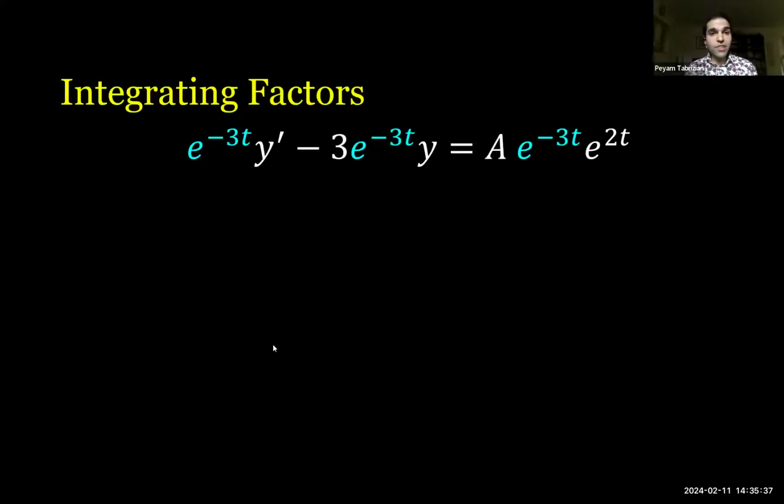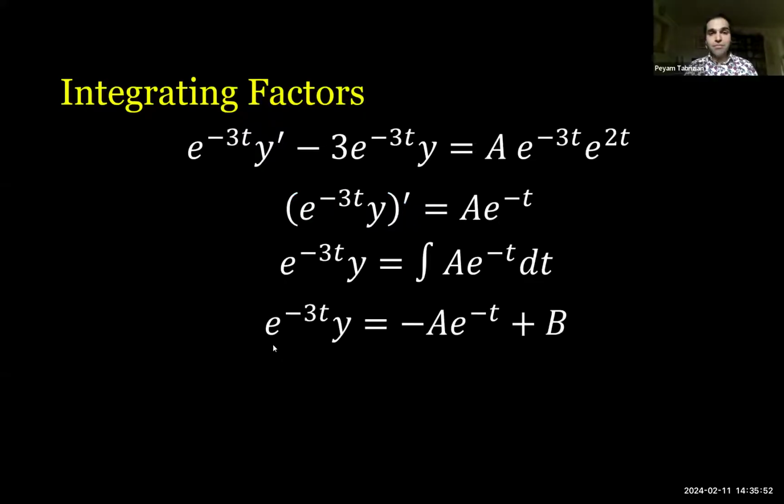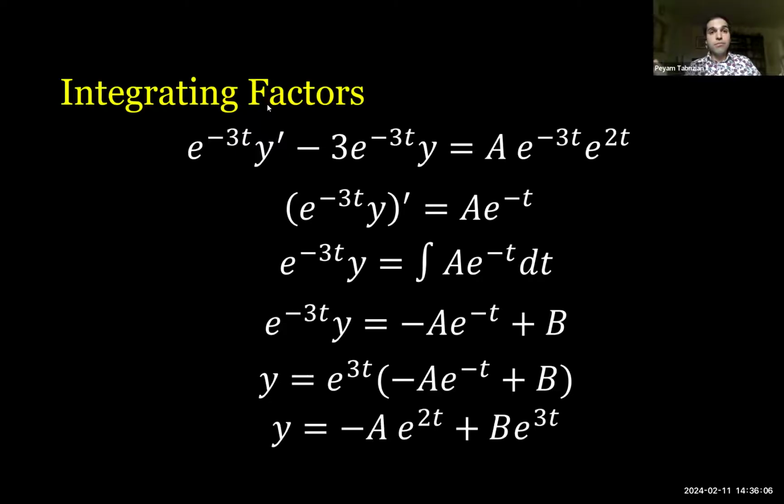The integrating factor is e to the minus 3t, which turns this into the product rule. So e to the minus 3t y prime is a e to the minus t. Then you integrate, and you get e to the minus 3t y is minus a e to the minus t plus some constant. And last but not least, you multiply by e to the 3t, and you do get your solution. So remember, a is arbitrary, so is minus a.